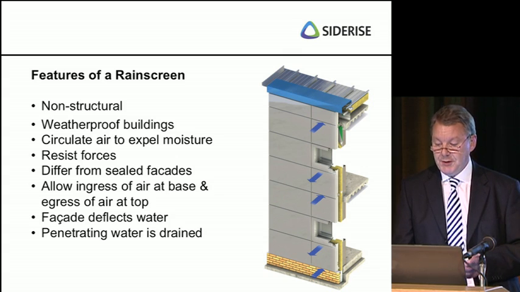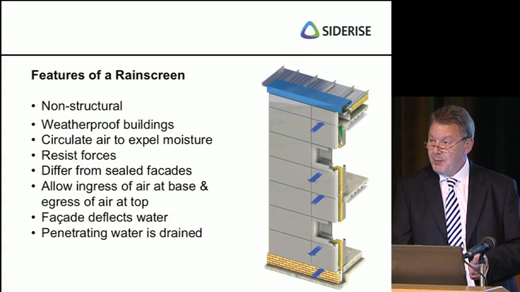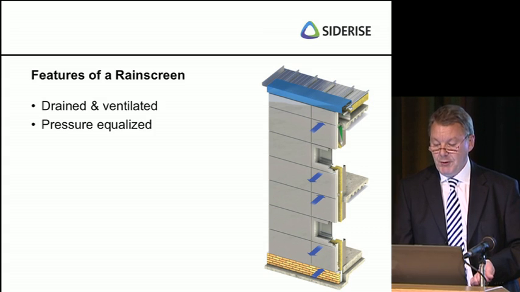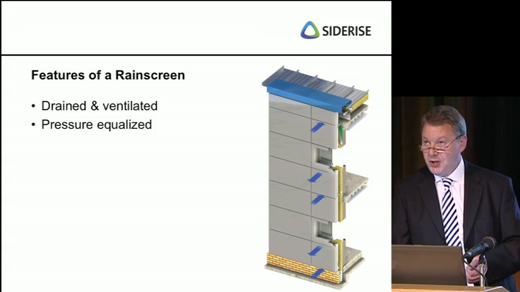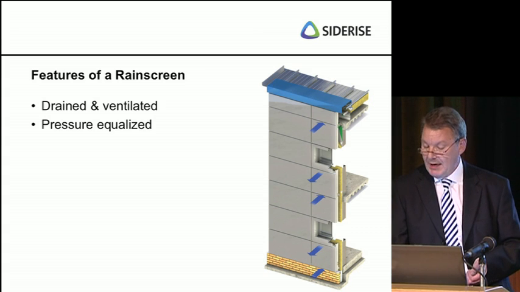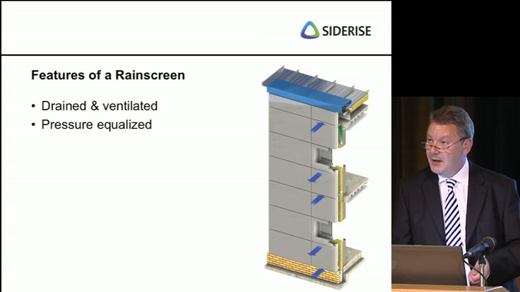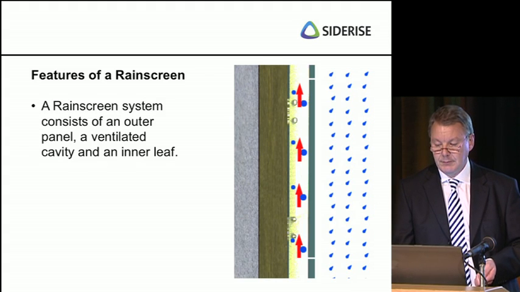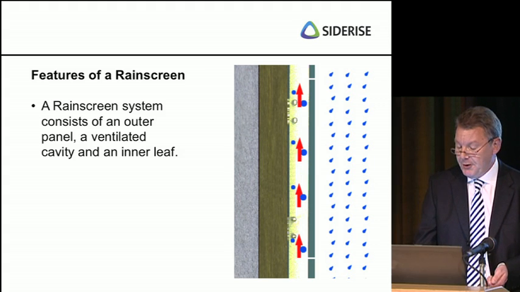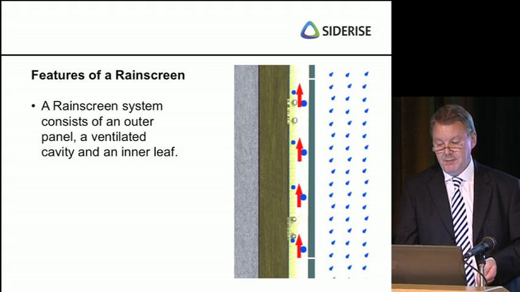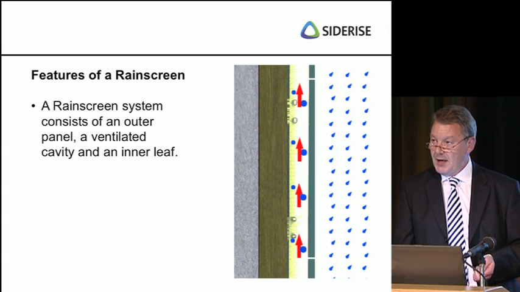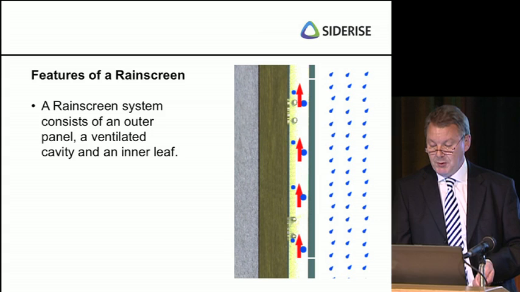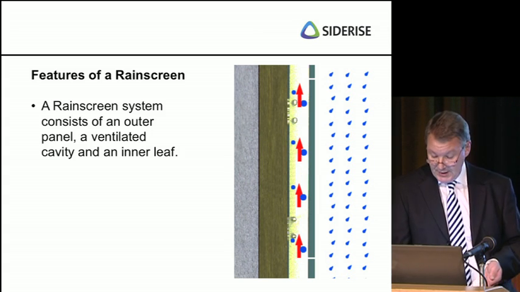The majority of water is deflected off the face of the facade, with any penetrating water being disposed of through drainage. Perhaps there are two primary systems, drained and ventilated or pressure equalised, where pressure inside the cavity is equal to pressure outside, and there is therefore no impetus for moisture to be driven into the structure. From the cavity barrier manufacturer's point of view, or more precisely in very simple terms, the basic definition of a Rainscreen can be considered as a facade assembly comprising an outer panel, a ventilated cavity and an inner leaf.